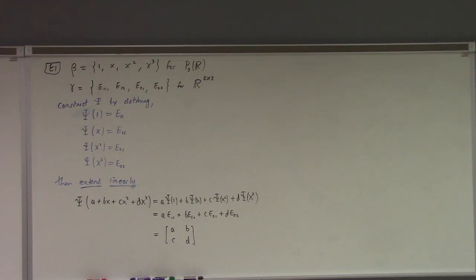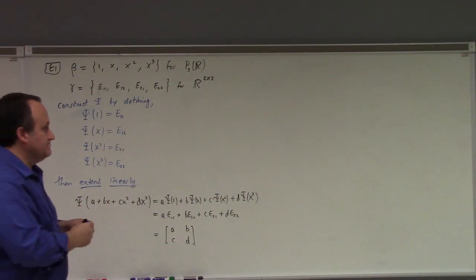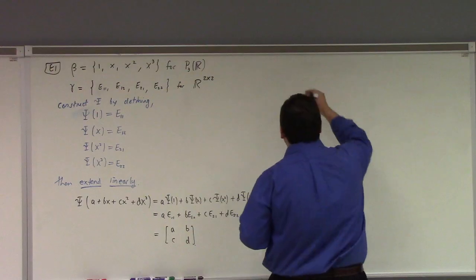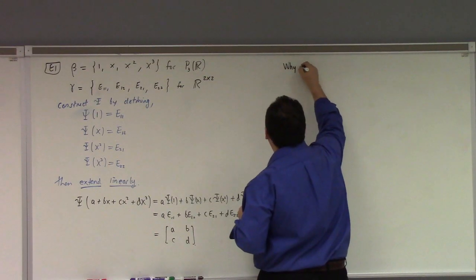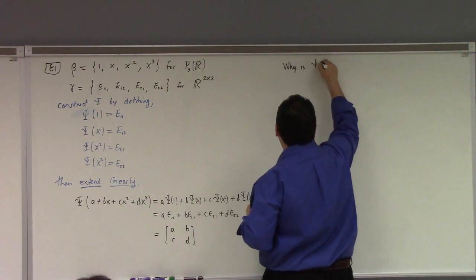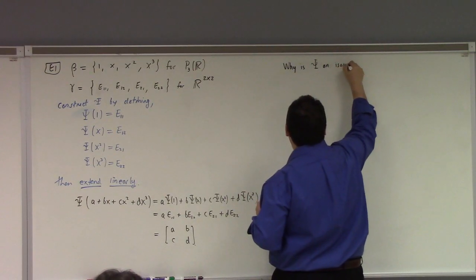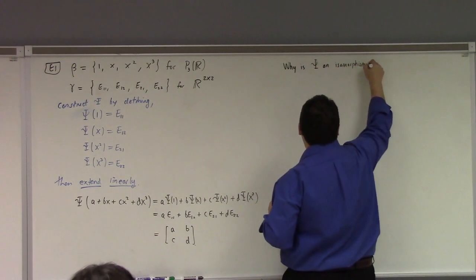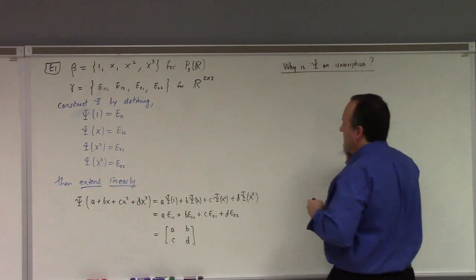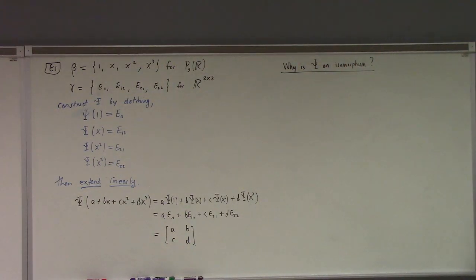I do have a choice. I can define maps simply by ascribing where the basis goes to, and then say extend linearly. If you tell me where the basis goes, that fixes the action of the map on the rest of the vector space. Now, why is this an isomorphism? Can we argue? What are some reasons that you could think of? How would you prove that psi is an isomorphism?